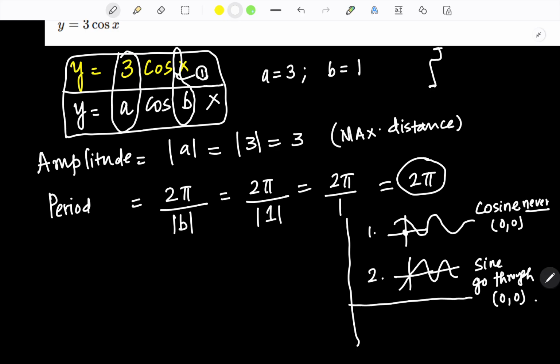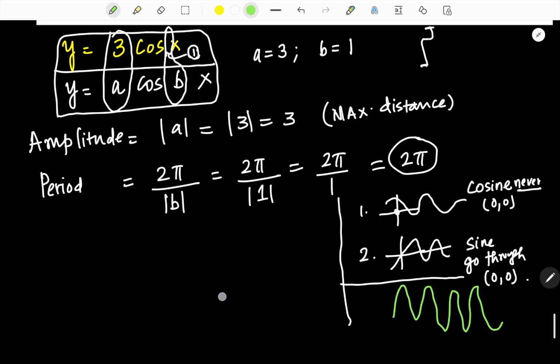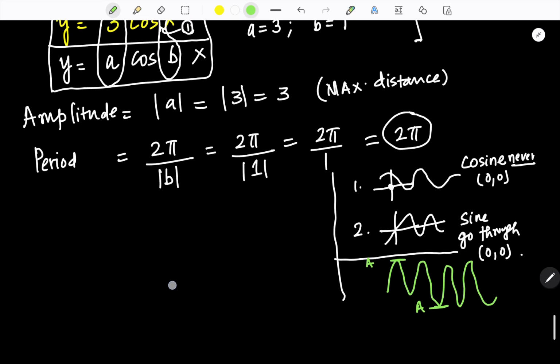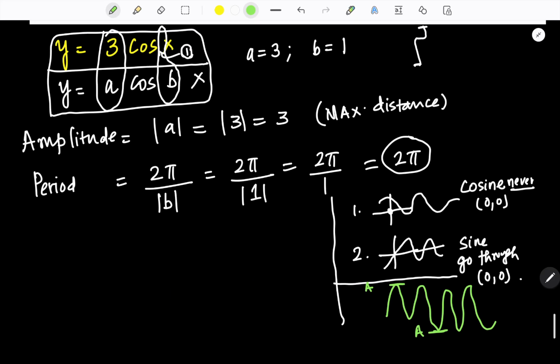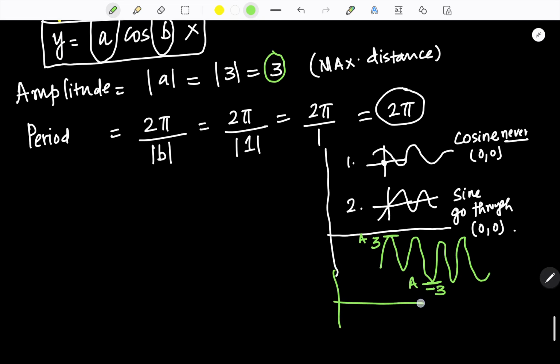And the second point is what you need to keep. The curve is going up and down, up and down. So where it should go to is called the amplitude. It means the maximum distance. Look at your graph, your amplitude is 3. So it should go here to 3 and here to -3. This is the second point you should keep before starting the sketch.